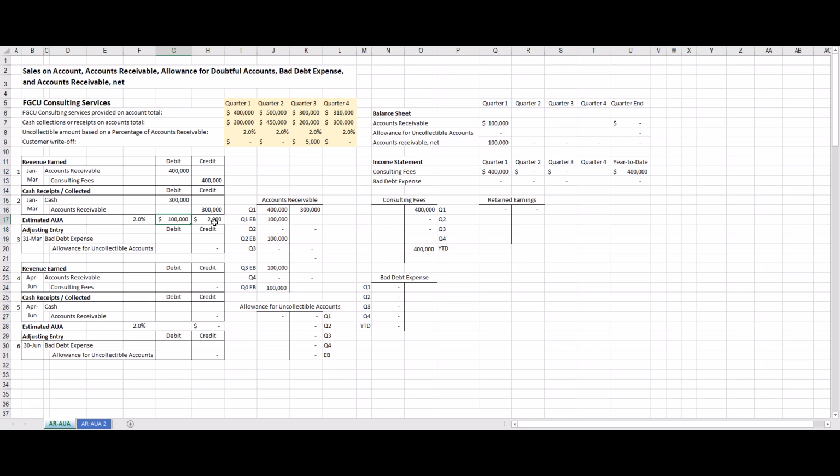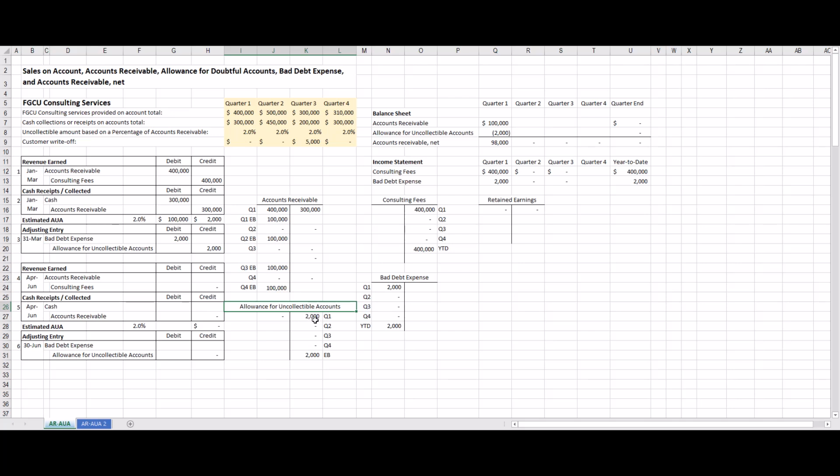When recording our adjusting entry, we debit bad debt expense for $2,000 and credit allowance for uncollectible accounts, which can be abbreviated AUA, for $2,000. The accounts receivable account is not reduced directly because none of these receivables have been determined to be uncollectible. The allowance for uncollectible account is credited instead.